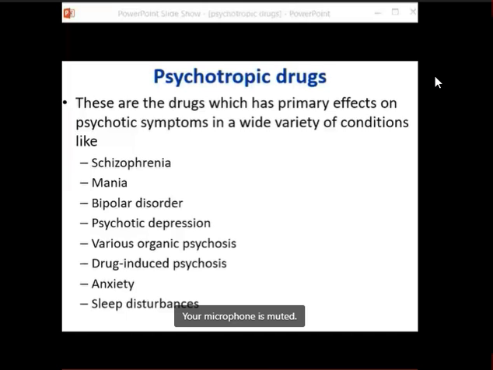Schizophrenia is a type of psychosis in which there are severe personality changes and thought disorder. Mania is a type of mood disorder in which the patient has an irritable mood. Bipolar disorder is a cyclic disorder of depression and mania. Organic psychosis involves cell damage in the brain causing psychotic symptoms. There can also be drug-induced psychosis and anxiety, and these drugs are also used in cases of sleep disturbances. There are mainly two terminologies given, psychosis and neurosis.